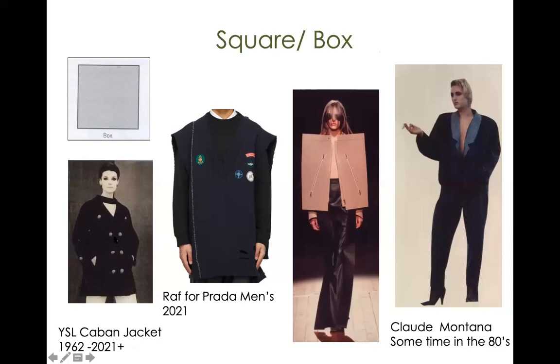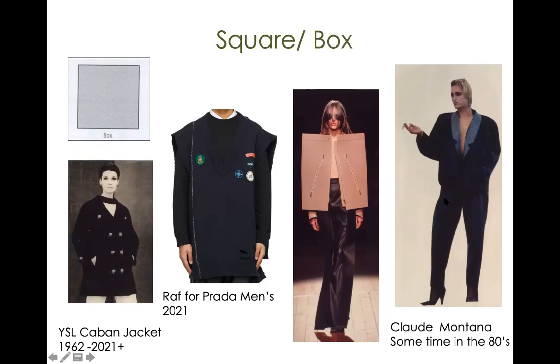Navy blue with brass buttons. Of course, there have been lots of different iterations, but for a real cabane jacket, it has to be square, oversized, navy blue, and buttons down the front, double-breasted buttons down the front.